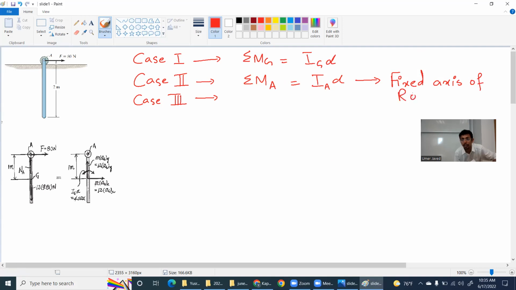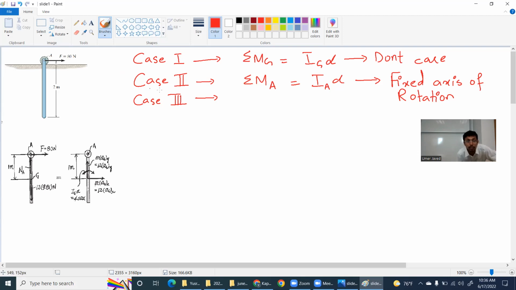Now if you look back in your notes and see all the examples that I have done, it will make sense. Now for this one, we don't care whether the axis of rotation is fixed or the object is translating. So if you have a wheel going towards the right, we are still doing summation of moment about the center of mass equal to IG alpha. Now, what about fixed axis of rotation?